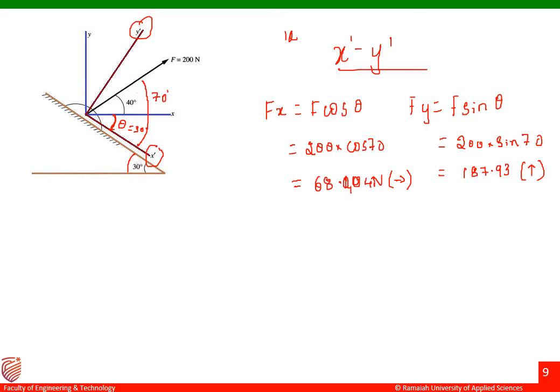So in the previous step, that is in the previous slide, we solved the problem for the force which is making an angle of 40 degrees with respect to the x and y axis. Now we did it with respect to x dash and y dash.